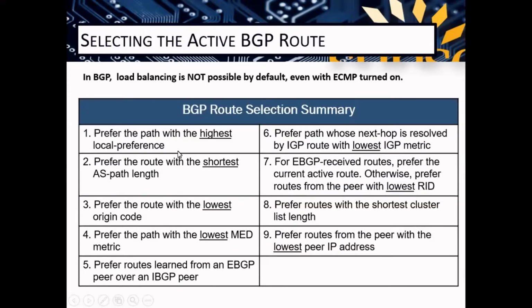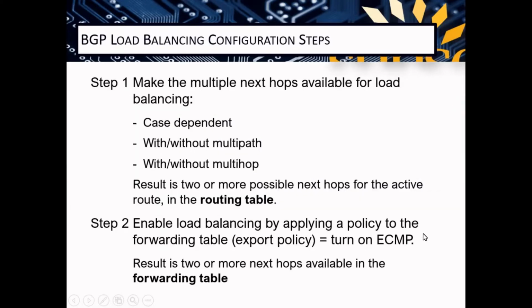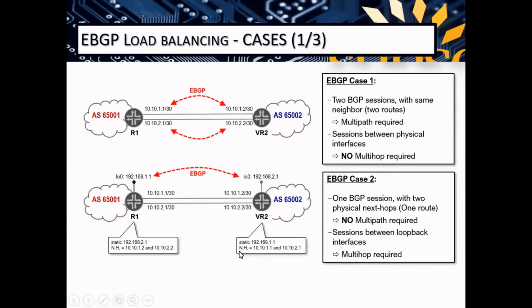They still have to have the same local preference, the same AS path length, origin, MED. They have to be both EBGP or both IBGP, but I'm not going to look at the router ID, for example. So in this case, we're going to need multipath to make load balancing possible. I don't need multi-hop because I'm using the physical interfaces.